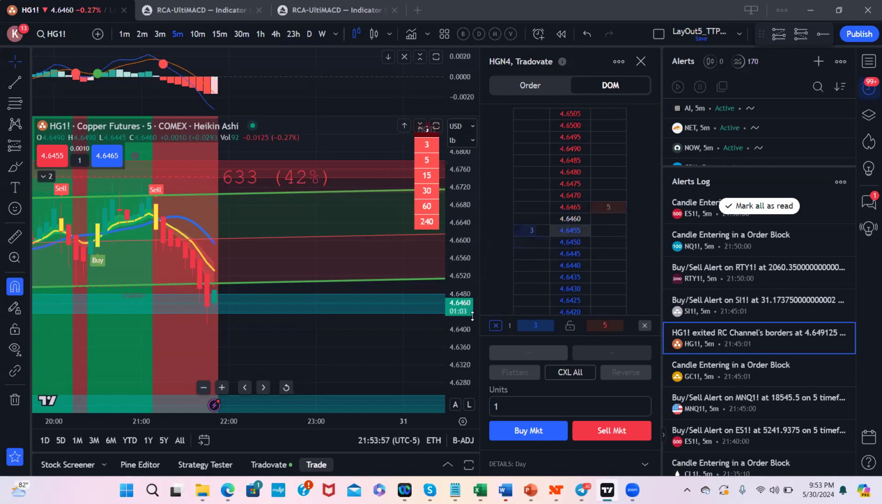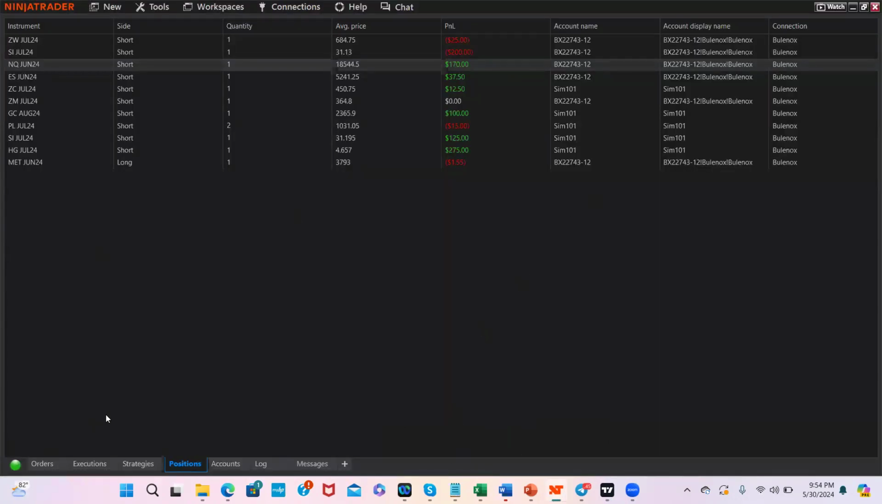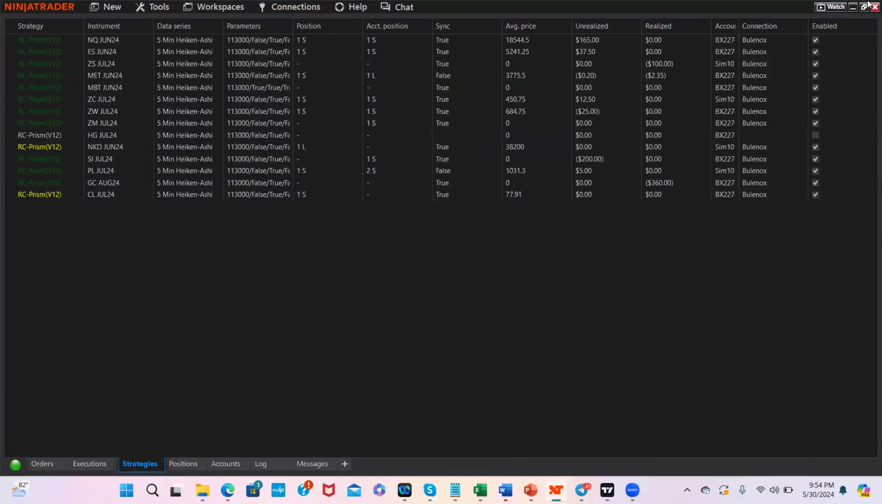Whenever you are comfortable with the profits, you just close the positions, or it will also do so by itself. But if you don't want to wait and want to take profits, you can just close the positions and stop the algo. You can go here, go to strategies, and just uncheck these. Your strategy will get disabled.